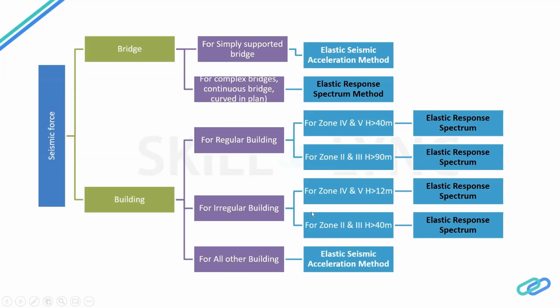For irregular shapes also, the only difference is the height. If it is greater than 12, we use the elastic response spectrum method, or if less than 12, we will use the first method. For zones 2 and 3, if the height is greater than 40, we will use the elastic response spectrum method. If it is less than 40, we will use the first method. For all other buildings, small buildings, we will use the elastic seismic acceleration method. So this is how we use these methods.